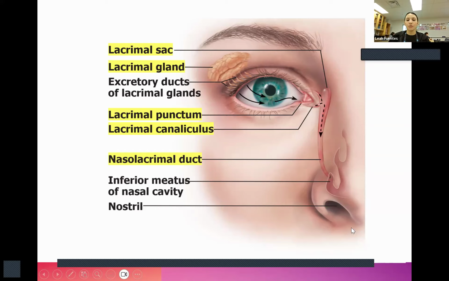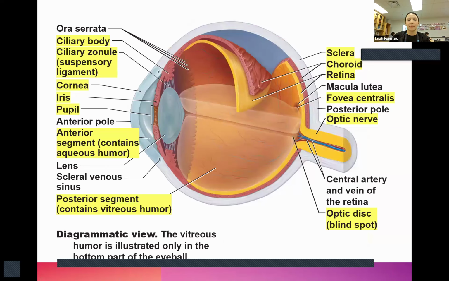And then our nostril, and then that's where all the fun stuff comes out of. But specifically the lacrimal sac and the lacrimal gland, you are responsible for knowing. And then as well, this image of the eye will also come up because it is kind of looking at something different, or more structures that you wouldn't be able to see in the actual eye model.